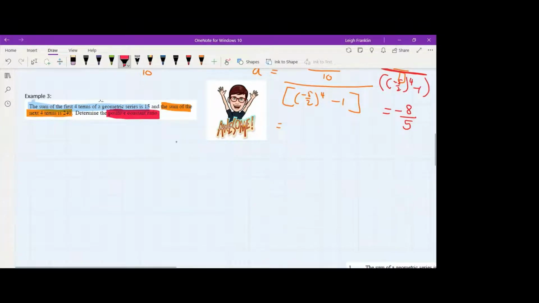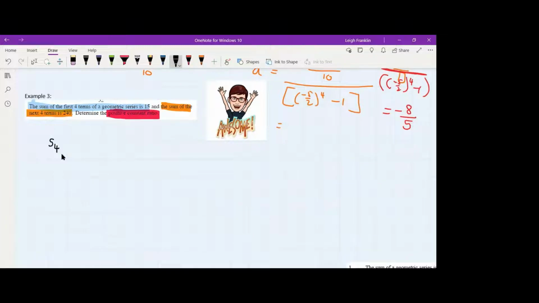Okay, so going back and looking at the blue, all right, how would we write the sum of the first four terms of a geometric series is 15? How could I write that? Ma'am, what are they asking us to determine? So we have to calculate the positive constant ratio.